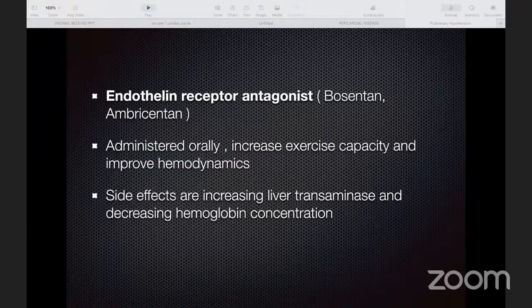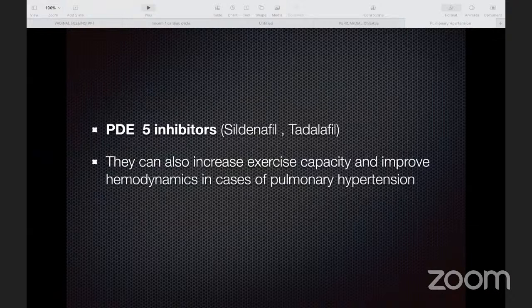The third one is the phosphodiesterase 5 inhibitor, which we commonly see patients using, like sildenafil or tadalafil. They can also increase the exercise capacity and improve hemodynamics in case of pulmonary hypertension. So that was 5 steps. The 6th step is about disposition. So how to dispose a patient who presents with severe pulmonary hypertension.